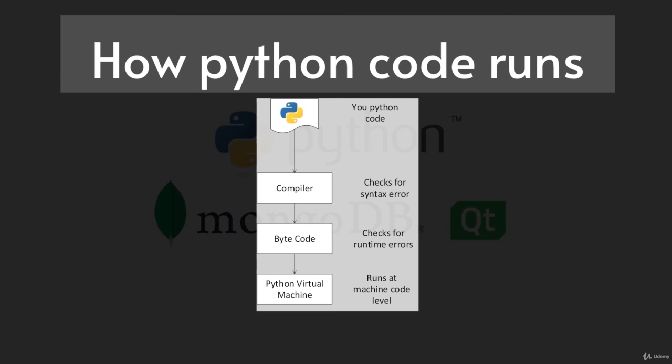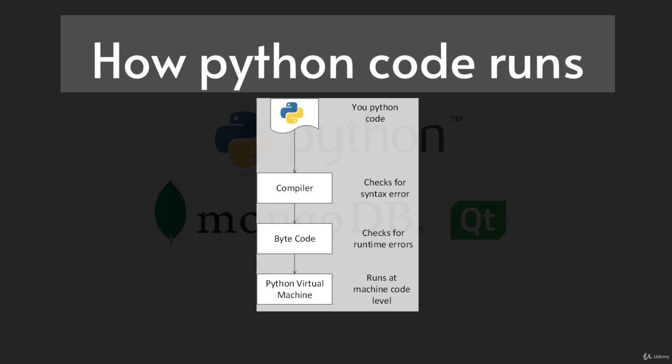We write that, and the Python compiler takes that code and checks for syntax errors. If there is any syntax error, it doesn't do anything, it just gives the program back to you. Now, if there is no syntax error, it converts that code into a much simpler language called bytecode. When you have converted that into bytecode, then the Python virtual machine runs the program.